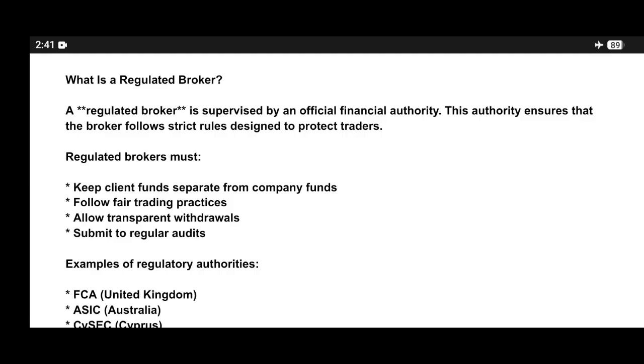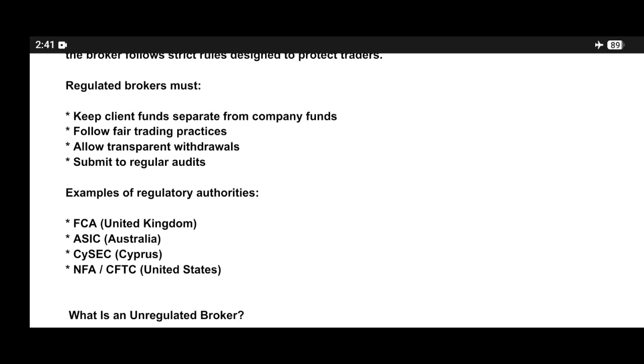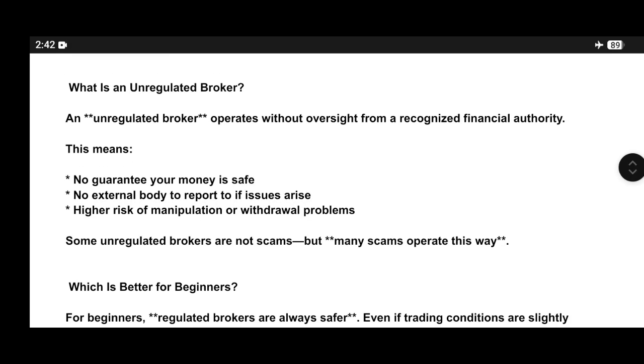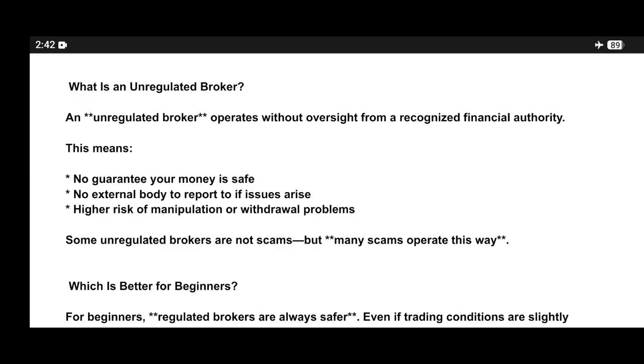Examples of regulatory authorities are the FCA in the United Kingdom, the ASIC in Australia, the Cyprus SEC, and the NFA or CFTC in the United States. What is an unregulated broker? An unregulated broker operates without oversight from an organized financial authority. This means no guarantee your money is safe, no external body to report to if an issue arises, and higher risk of manipulation or withdrawal problems. Some unregulated brokers are not scams, but many scams operate this way.